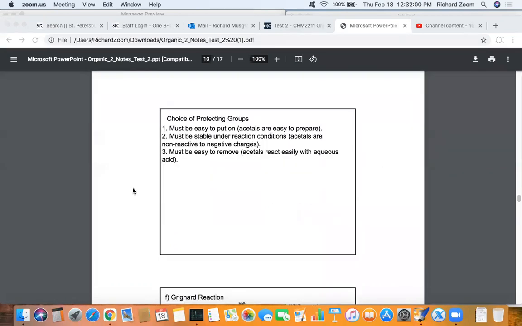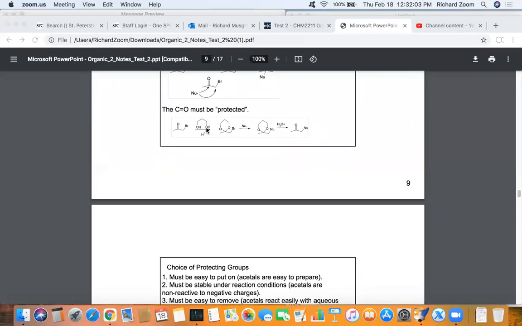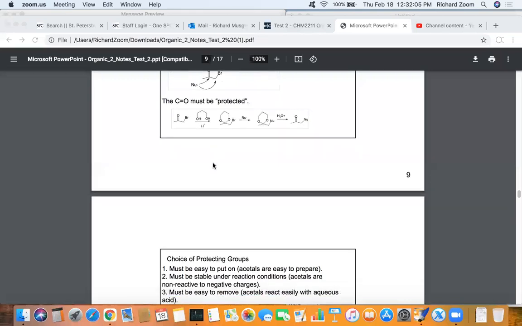Now, when choosing a protecting group, they must be easy to put on. So this group must be easy to put on, and cyclic acetals are typically fairly easy to prepare. They must be stable under the reaction conditions, and they must be easy to remove. So under the basic conditions with the negative charge on the nucleophile, these things can survive, but as soon as they're put into acid, they tend to fall apart back into the ketone from which they were made. So these particular cyclic acetals are a good choice as a protecting group.